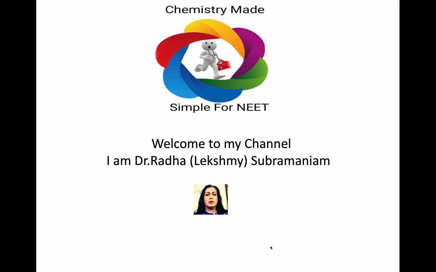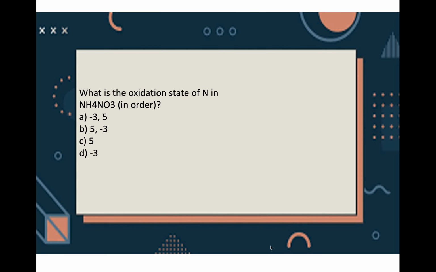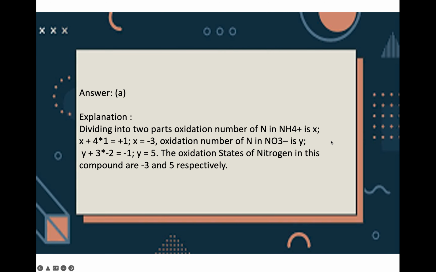Okay, now we will start with the first question of today. What is the oxidation state of N, nitrogen, in NH4NO3 in order? Is it -3, 5, 5, -3, 5 or -3? So NH4NO3 is the compound, and the option is A, that is -3, 5.